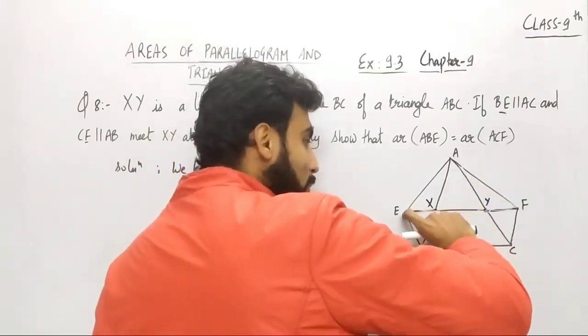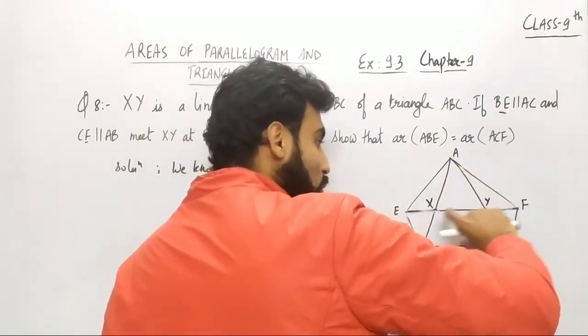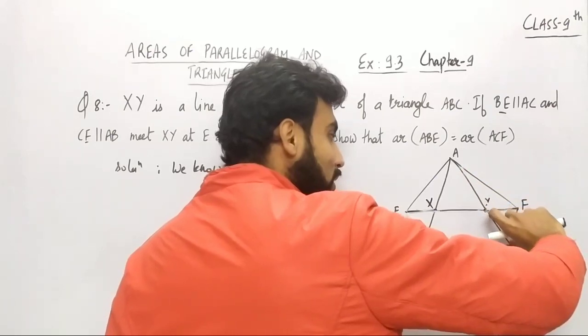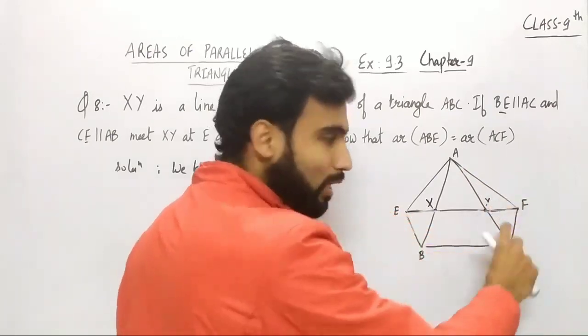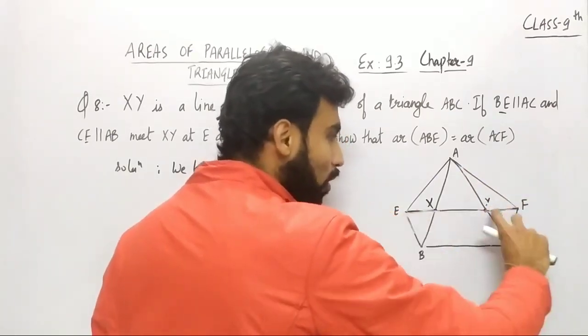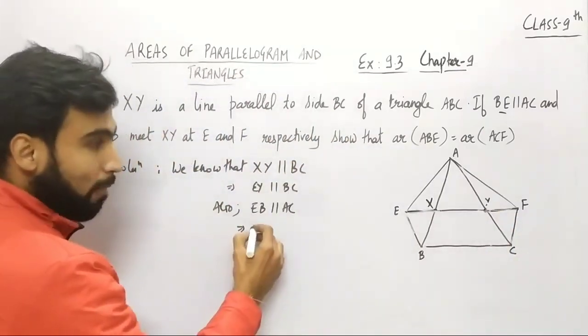Similarly अगर मैं BE given है AC के parallel, so अगर BE AC के parallel है that means YC के भी parallel होगी और you can say CY, right? So यहाँ पे BE और YC जो है वो भी आपस में क्या होंगे? Parallel होंगे.